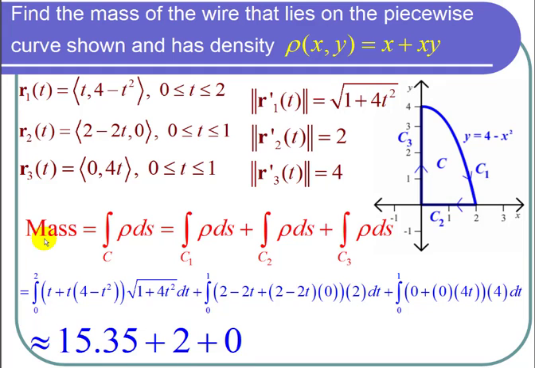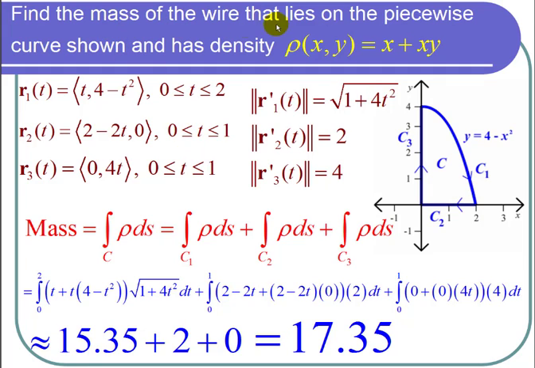So the total mass is 15.35 plus 2 plus 0. So I can conclude that the mass of the wire that lies on the piecewise curve that we have with density function x plus xy is about equal to 17.35. And I'm done with the problem.